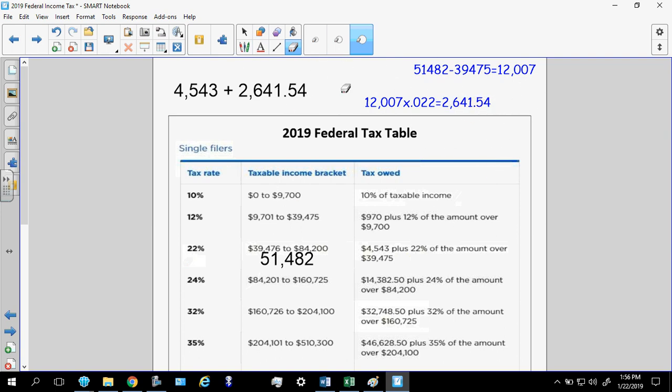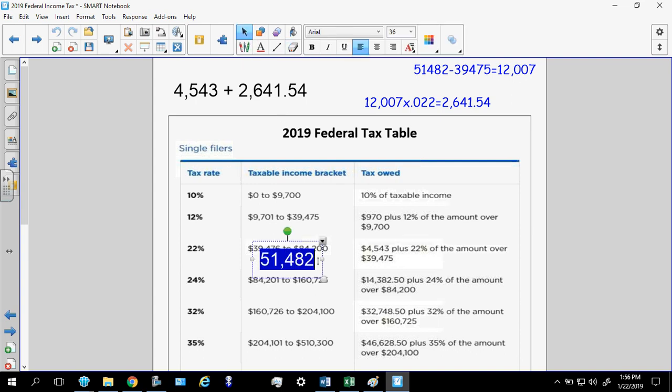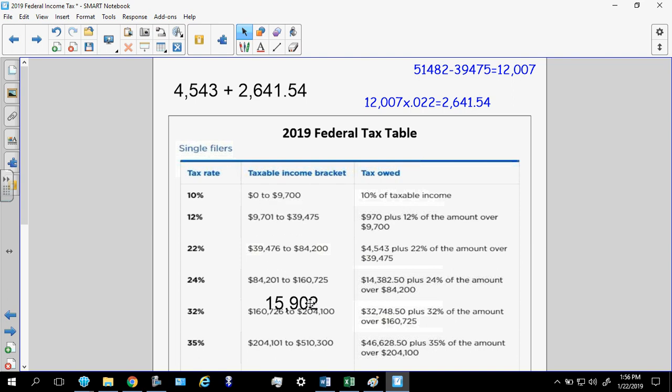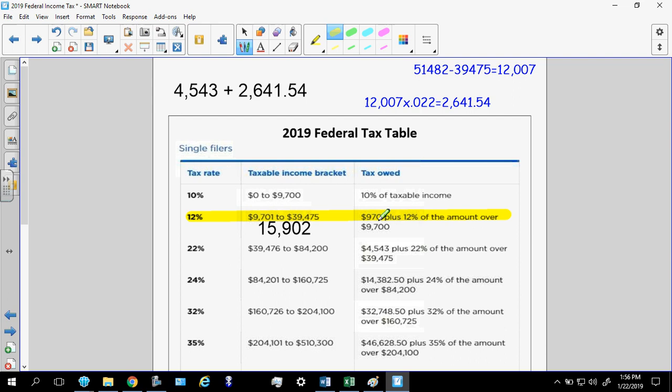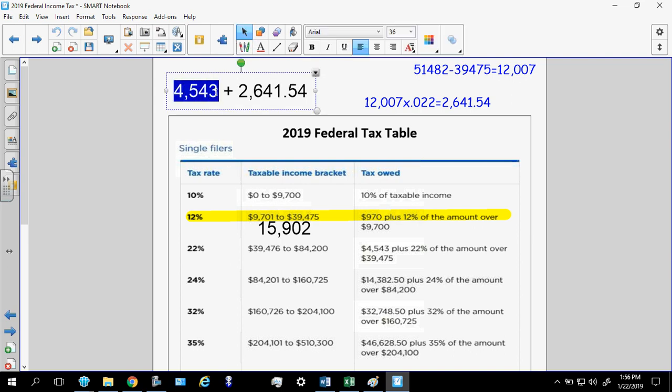I'm going to leave this up here just so you guys can visually see what's happening. So it was 15,000. So let me change this to 15,902. So again, what I'm going to do is I'm going to take all the brackets. It was at 12%. So I'm going to use the 12% tax bracket. Okay, so the 12% tax bracket, notice it starts off with 970. So just like I did over here, I start off with 970.